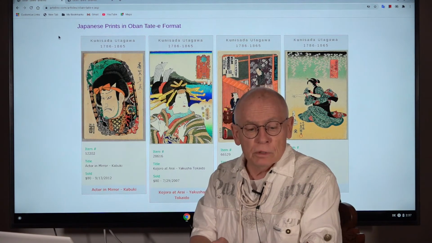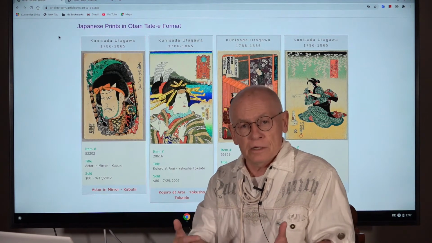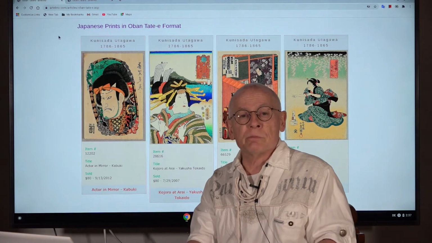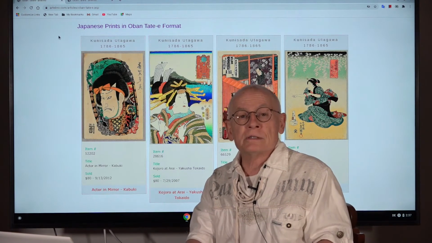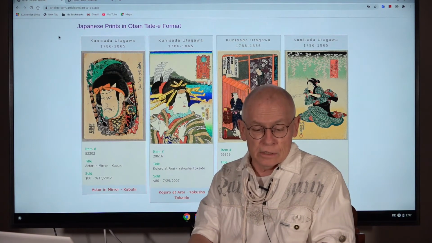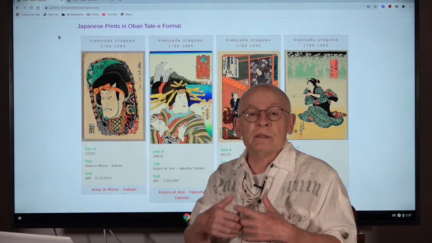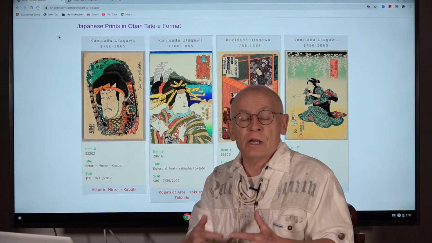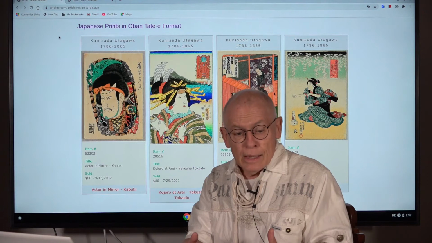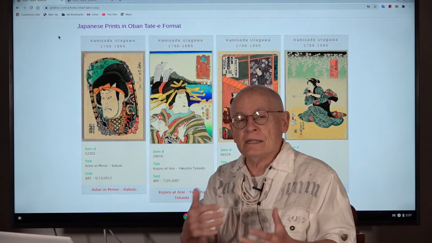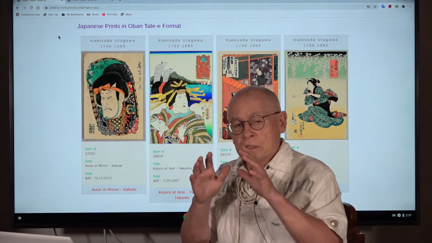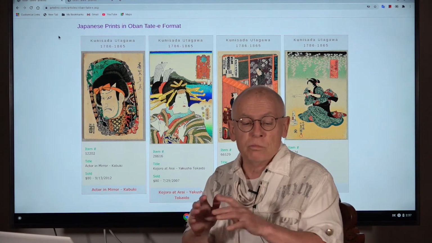Okay, so what is Oban? Oban is a standardized size. It's not precise, but it's roughly 15 inches by 10 inches, or in centimeters, roughly 38 centimeters by 25 centimeters. And it's the most common size for Japanese prints, especially for old Japanese prints. Roughly 90% of these prints can be put into the category of Oban.